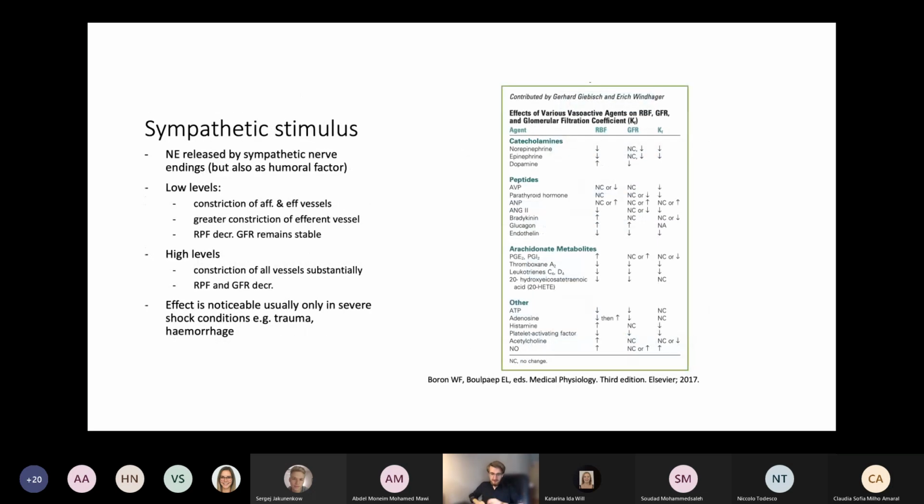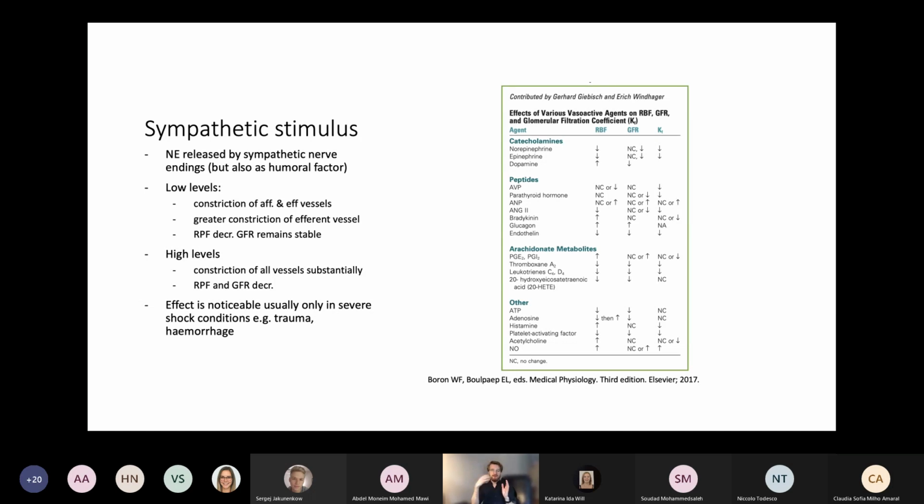Now, for the systemic regulating mechanisms, first and foremost, we have the sympathetic stimulus. Under normal physiological conditions, the sympathetic stimulus has a fairly insignificant impact. Noradrenaline is released by the sympathetic nerve endings, but is also detected as a humoral factor, and it causes the constriction of afferent and efferent vessels. At low levels of stimulation, the constriction of the efferent vessel is slightly greater, which means the pressure in the glomerulus is going to rise, and glomerular filtration is going to rise alongside it. This effect is quite minute.